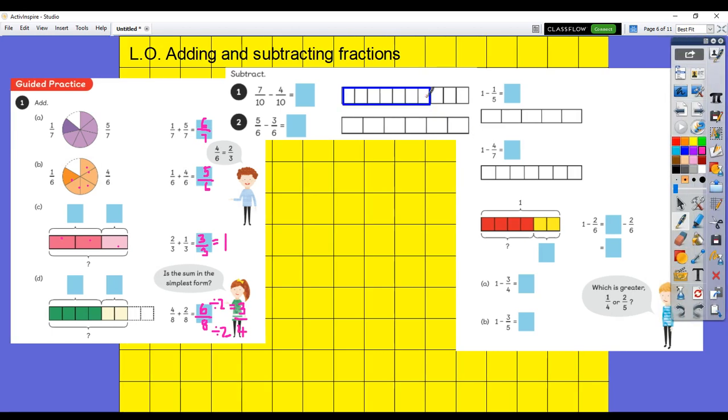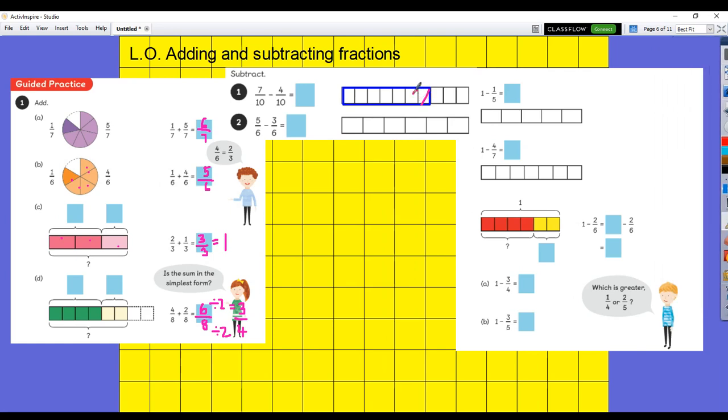Okay, so now we can actually see the squares. And I'm going to take away 4. So 1, 2, 3, 4. How many have we got left? That's right, we've got 3 out of our 10 altogether left.